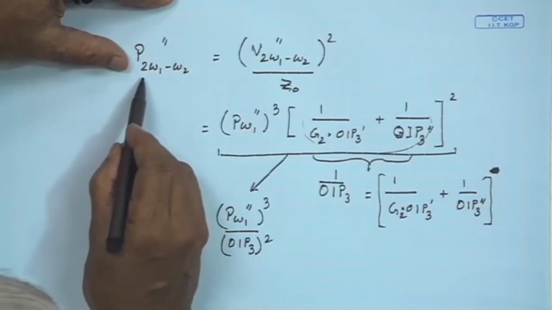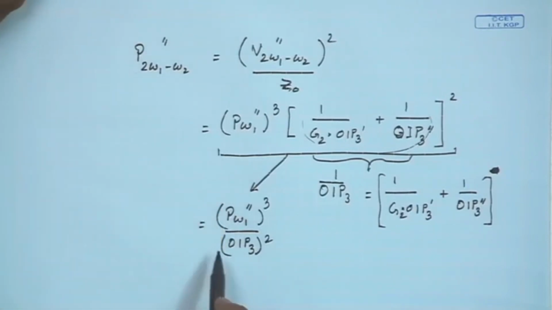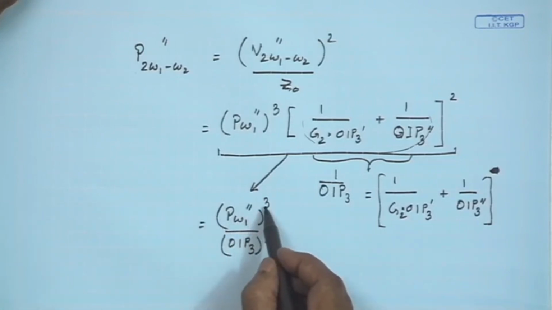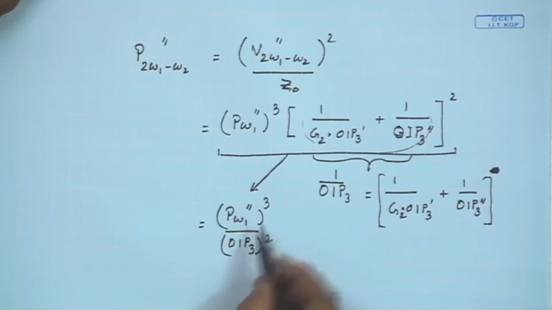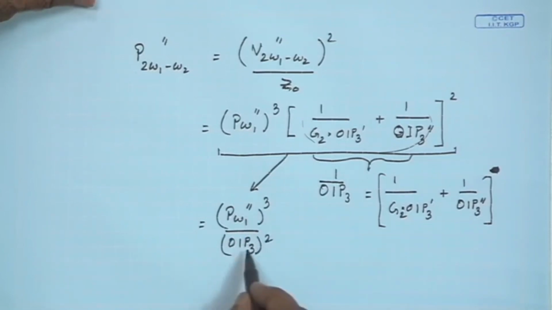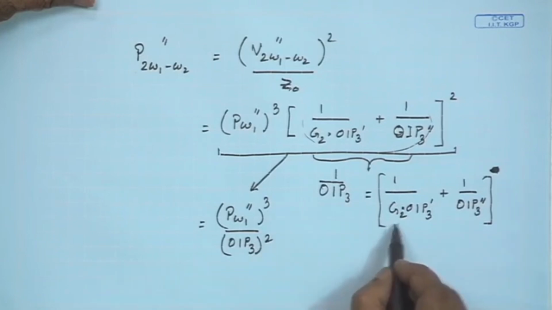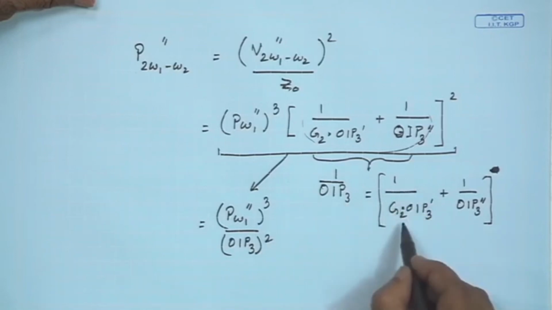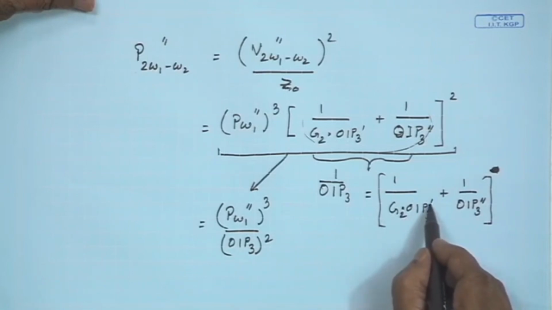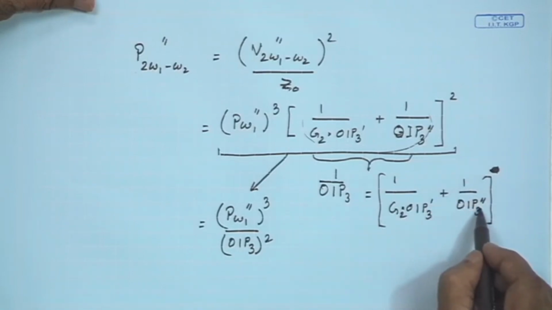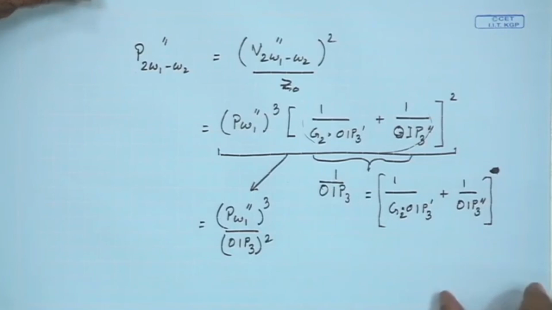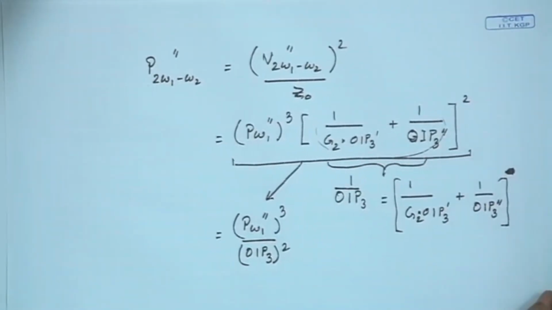So, now I have a relation: P 2 omega 1 minus omega 2 is equal to P omega 1 double prime cube, that is the second stage fundamental power cubed, over OIP3 squared, where the whole thing is nothing but 1 by OIP3 of the cascaded system equals 1 by G2, that is the gain of the second stage, times OIP3 of the first stage, plus 1 by OIP3 of the second stage, or you can put it inverse if this is put as a numerator.